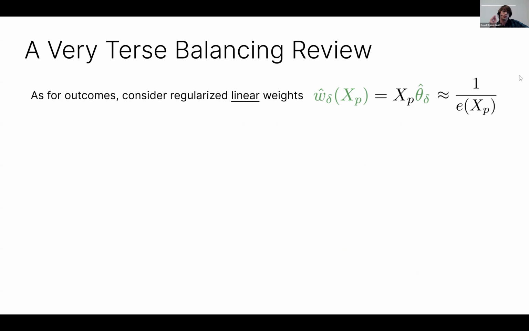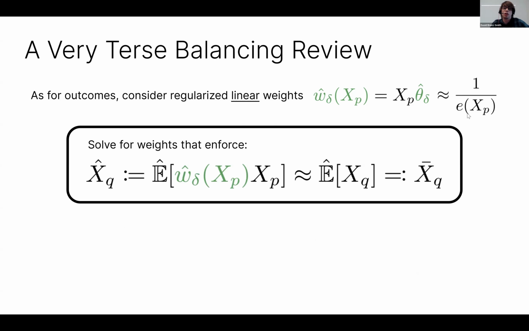So a very terse review of some of these ideas. Just as for the outcomes, we're going to consider regularized linear weights, W hat, which are linear in X with coefficients theta, and which directly estimate 1 over E. How do we do this? Well, we just solve for weights that enforce this particular condition, sometimes called a balance condition. It's weights that are applied to your treated covariates and return the covariates in the whole population. So we'll call this quantity on the left X bar hat, this quantity on the right X bar.